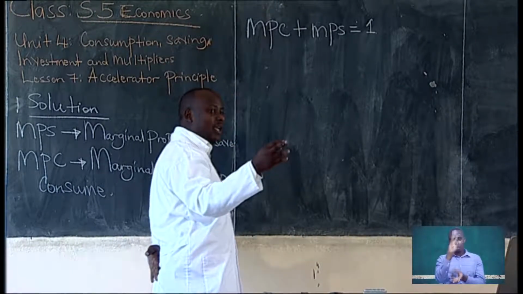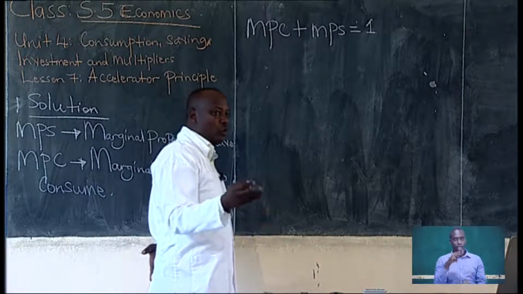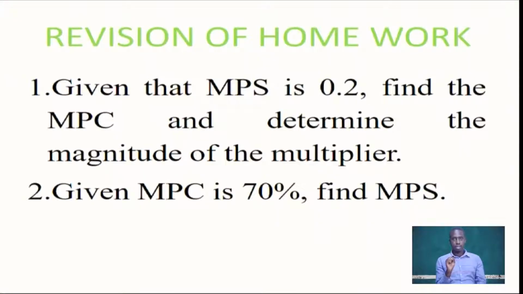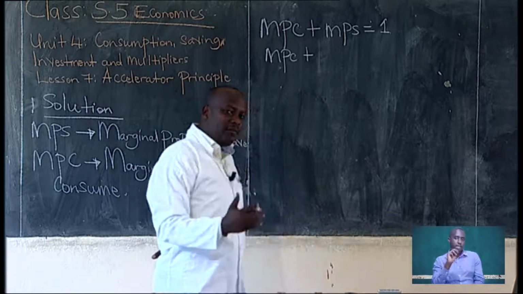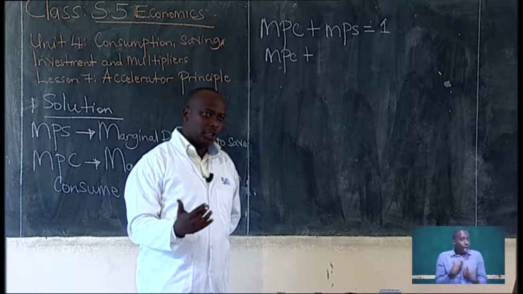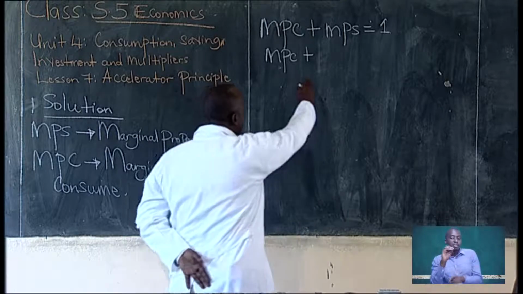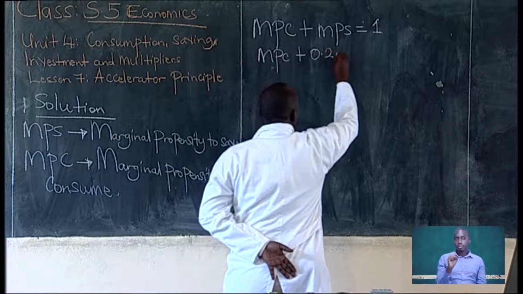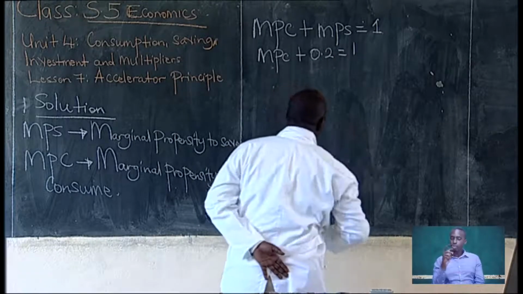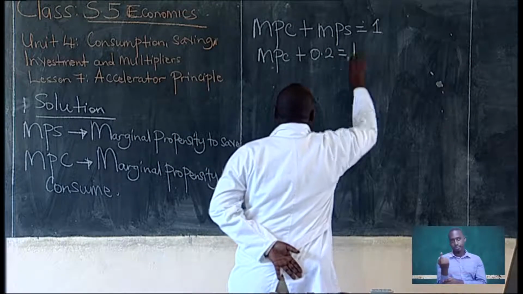Now, we are given marginal propensity to save, which is 0.2. And we are not given marginal propensity to consume. We are looking for marginal propensity to consume. Now, marginal propensity to consume plus marginal propensity to save. And we are given marginal propensity to save in the equation, which is 0.2. Now, where there is marginal propensity to save, we shall substitute in 0.2, which is equal to 1.